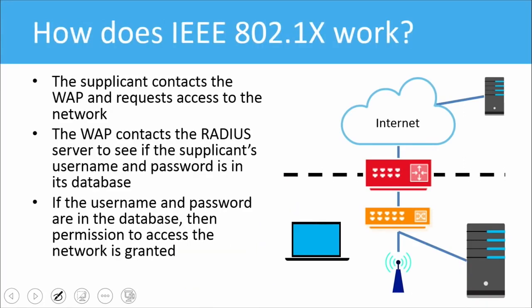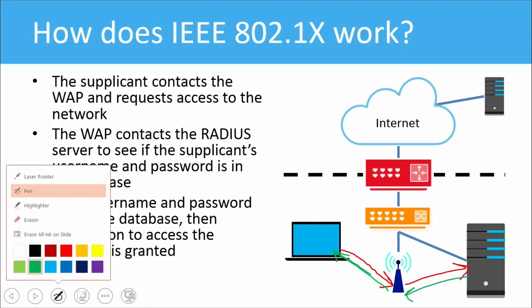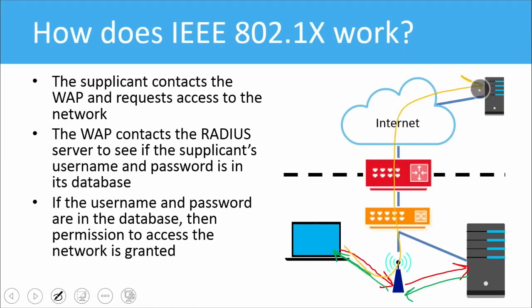What happens in 802.1x is that the supplicant is going to contact the wireless access point, and it requests access to the network. The wireless access point then contacts the RADIUS server, right over here on your right, to see if the supplicant's username and password is in the database. If it is, and let's go ahead and switch to green so we can say that it is, then the computer now has access. It has the green light to utilize the network and its resources. And that very well may mean that all of a sudden it can start sending data out onto the internet and receiving data from web servers across the internet.